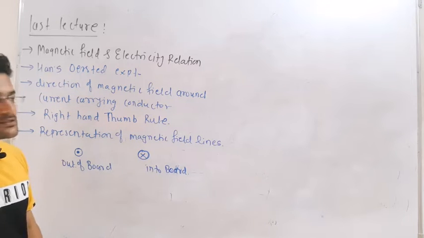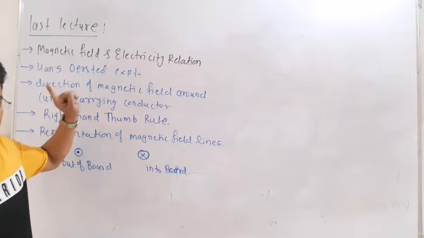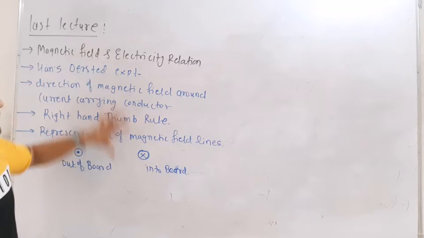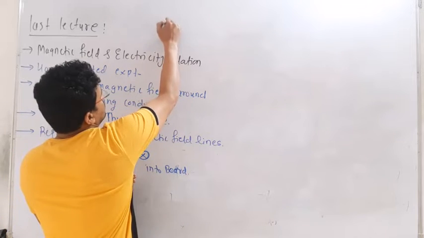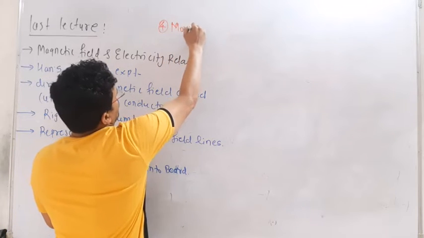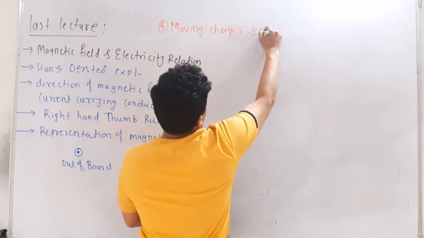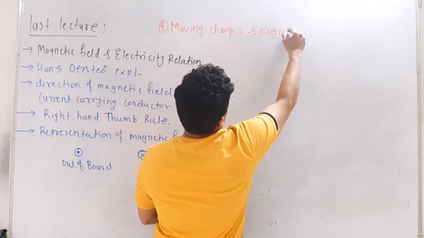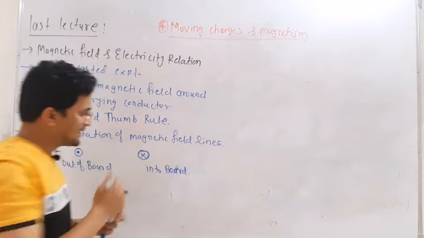I am back again with the concept which we have started, that is moving charges and magnetism. On that topic I have completed only one lecture, so this is my second lecture on it. The name of the topic, the fourth topic, is moving charges and magnetism, and this is lecture number 2.